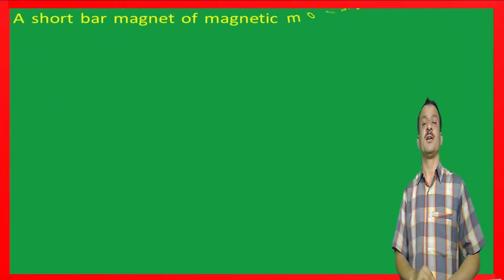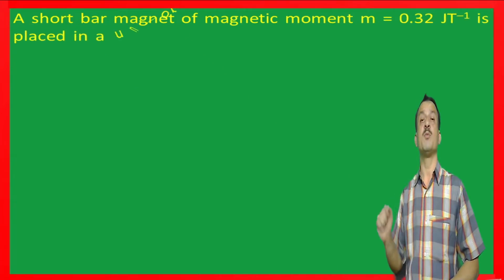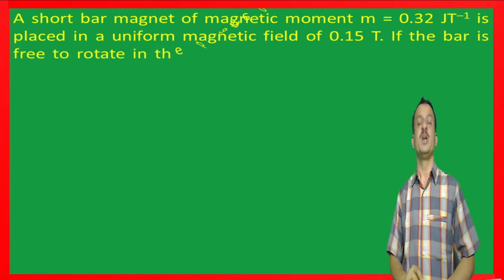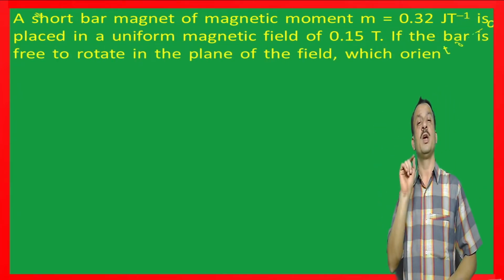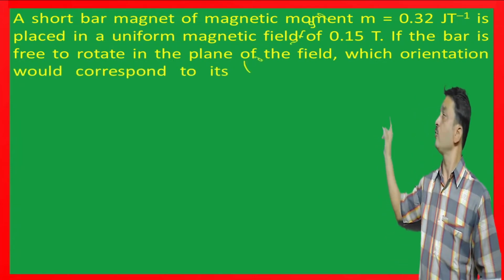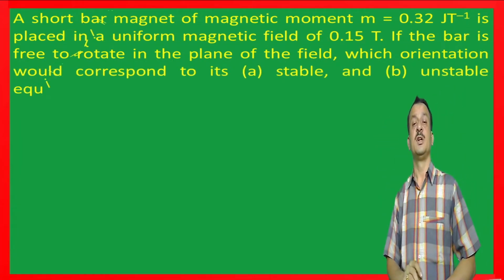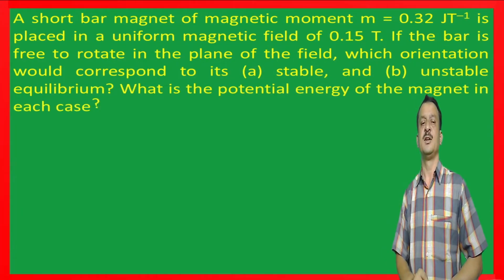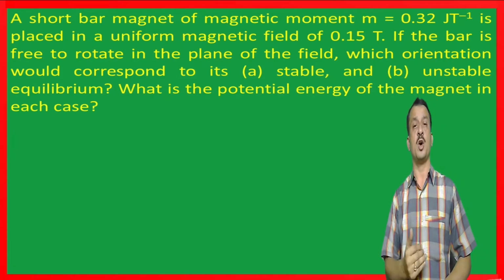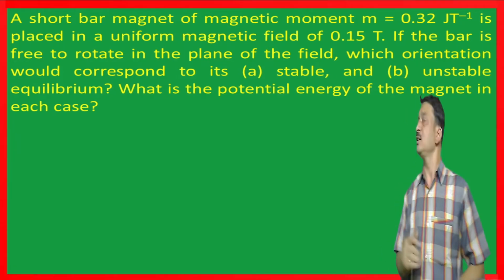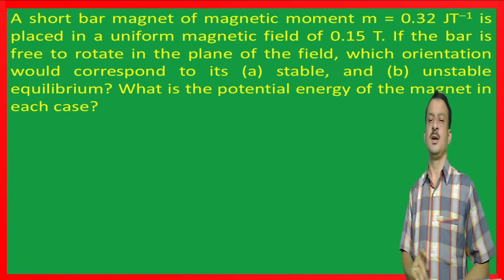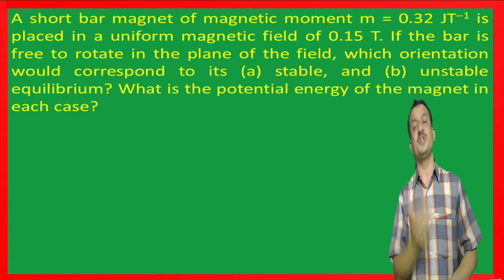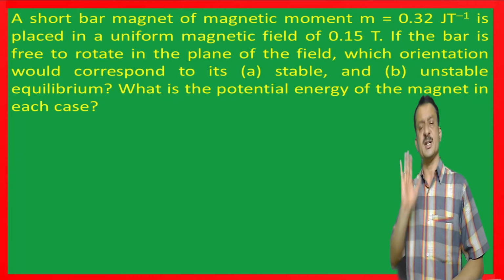A short bar magnet of magnetic moment, here the magnetic moment is given, m is equal to 0.32 joules per Tesla, is placed in a uniform external field of 0.15 Tesla. If the bar is free to rotate in a plane of the field, which orientation corresponds to its A, stable, and B, unstable equilibrium? What is the potential energy of the magnet in each case?